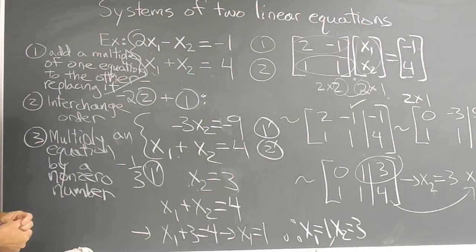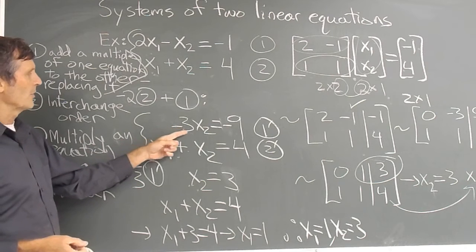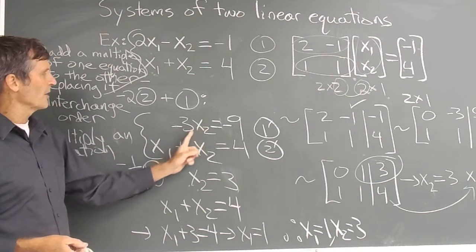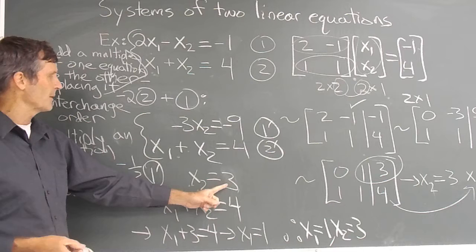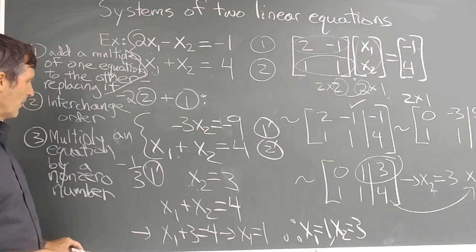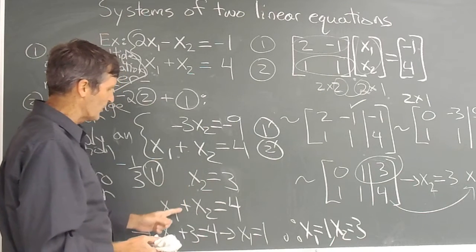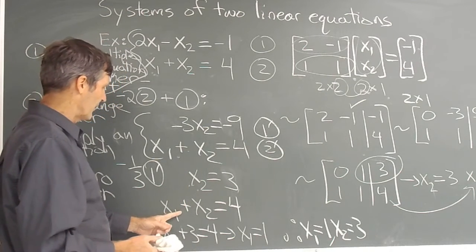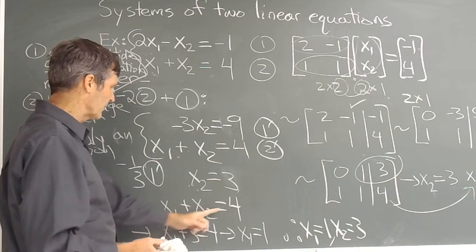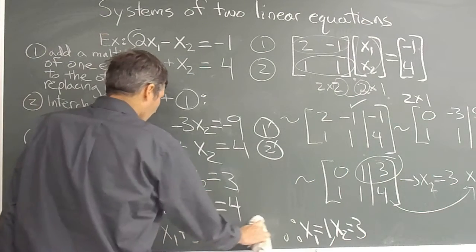And so now what can we do? Oh, I could use operation 3 here. I might want to multiply this through by minus 1/3 on both sides. Then the equation will say x2 equals 3, and then I'll keep the second equation the same. Now, once I've got one variable solved for, I can just substitute it into the other to find the other variable. So x1 plus 2 equals 4 tells me that x1 plus 3 is 4, so x1 has to be 1.